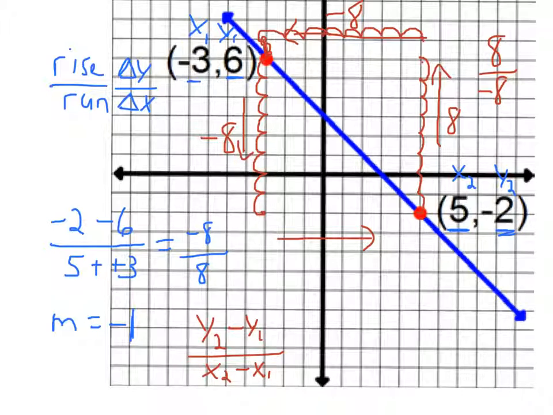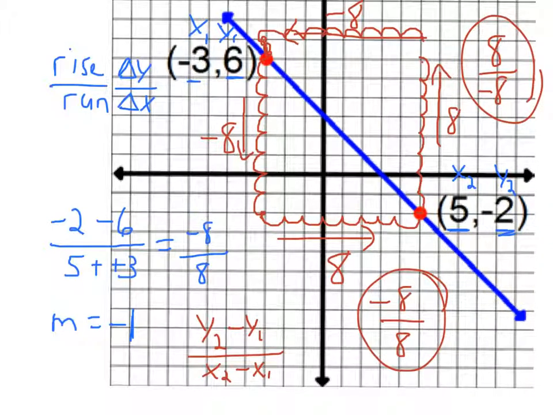If I go the opposite direction, you can see that I just went down 8, and now I need to go over 8. So anytime you go to the right on the graph, it's going to be positive. So if I start here, 1, 2, 3, 4, 5, 6, 7, 8, this is positive 8. So you can see here the slope would be negative 8 over 8. Here the slope is 8 over negative 8. Either way, when you divide it out, you get a negative 1. So your slope is equal to negative 1. Let's try that again with a different problem.